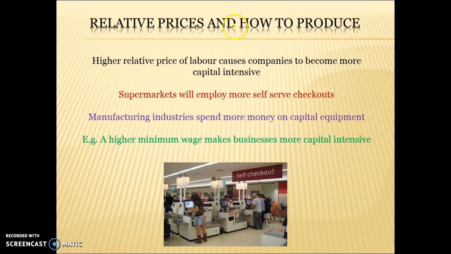Relative prices and how to produce, we talked about this in class, is about determining whether producers are labour intensive or capital intensive. If it's more cost efficient and the relative price of capital is cheaper, they'll decide to be more capital intensive, and vice versa. So it's about the relative price of capital versus labour. Whatever is the cheapest and most cost efficient is what they're going to use. And then provide an example.